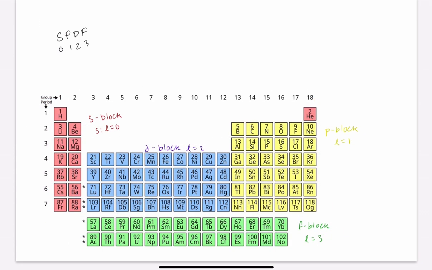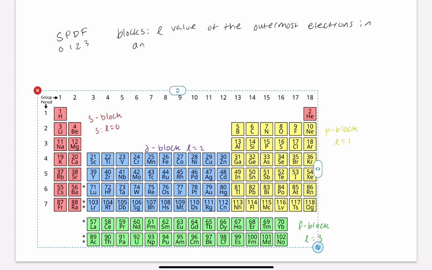All right, so we've been talking a lot about the blocks, but what is the physical meaning? So the blocks tell us about the L value of the outermost electrons in an atom. All right. So the L value of the outermost electrons in an atom is given to us by the block that an atom is in. So let's do a couple examples.